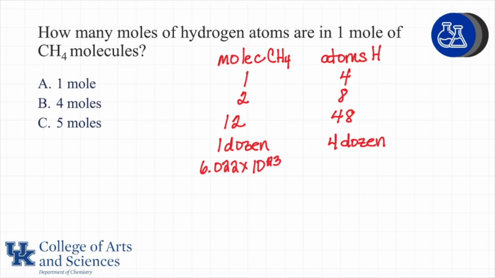If I go on and say, what happens when I have 6.022 times 10 to the 23rd molecules of CH4? I can say I have 4 times 6.022 times 10 to the 23rd atoms of hydrogen. Just like with 12 and a dozen, another way we can represent the 6.022 times 10 to the 23rd is by calling it 1 mole. Therefore, if we have 1 mole of molecules of CH4, we have 4 moles of atoms of hydrogen. So B is the correct answer.